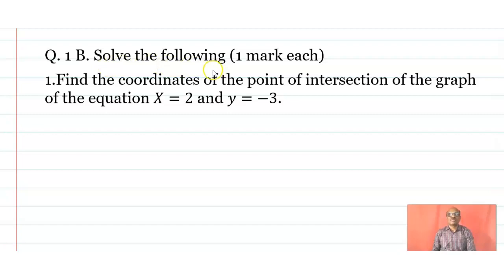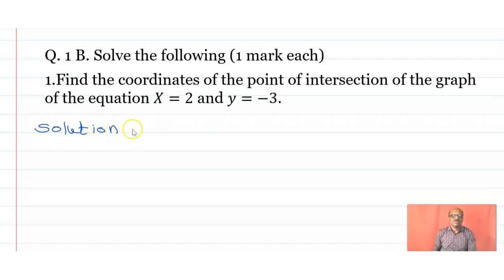Solve the following, 1 mark each. Find the coordinates of the point of intersection of the graphs of the equations x equals 2 and x equals -3. It is a very easy question. Now this is the solution.